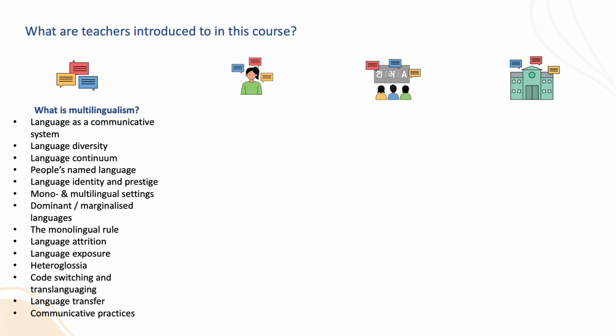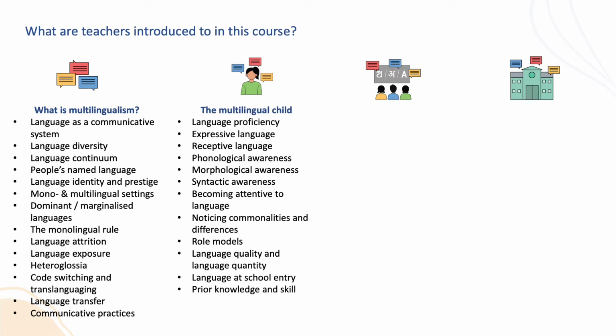If we then think of the second module, this is on the child, the multilingual child. And here we are looking at all the aspects of the child's development of language skills and the component skills that make up what we call language, whether it's vocabulary and word knowledge, whether it is about sentences and syntactic knowledge or grammar knowledge. It's also about children becoming aware about how languages work, aware of what are common and what are not so common across the languages that they know.